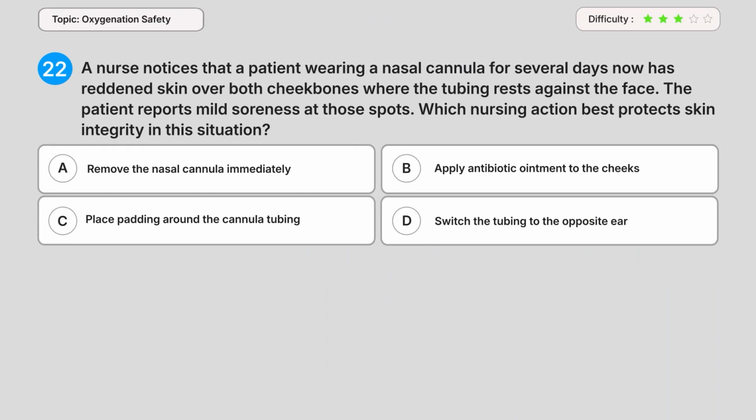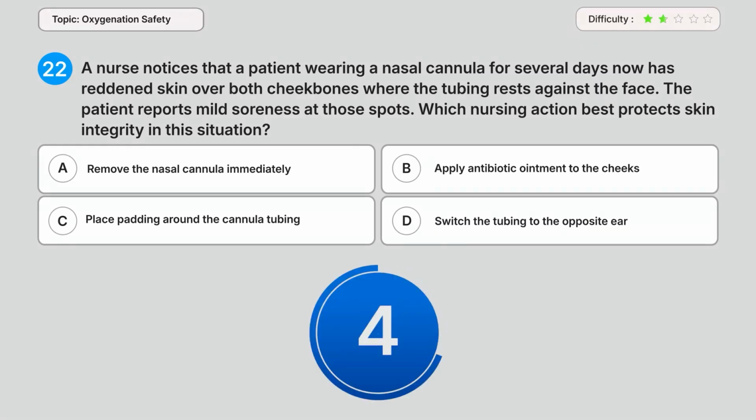A. Remove the nasal cannula immediately. B. Apply antibiotic ointment to the cheeks. C. Place padding around the cannula tubing. D. Switch the tubing to the opposite ear. Can you guess the answer?